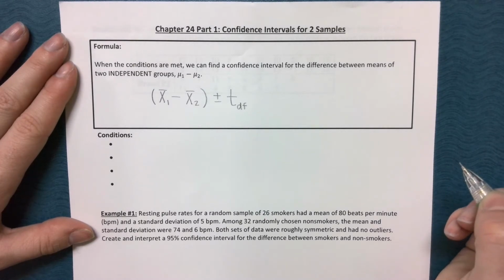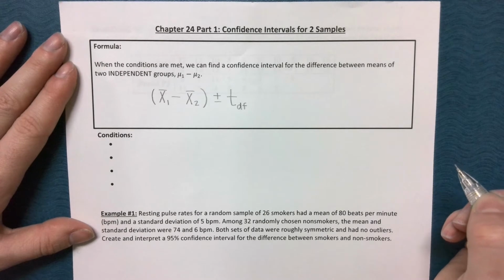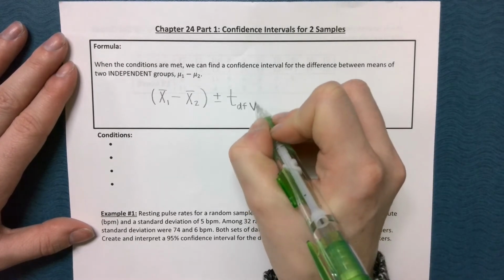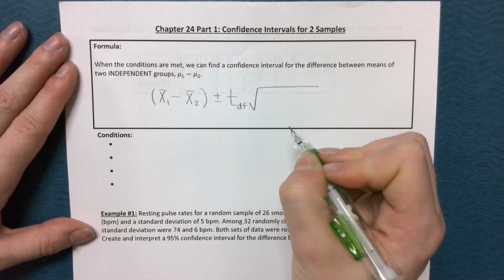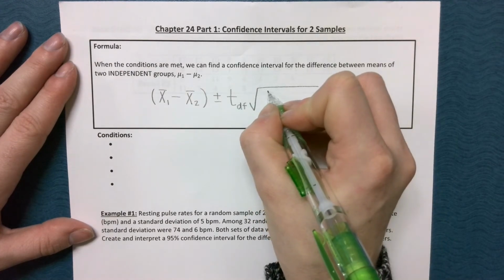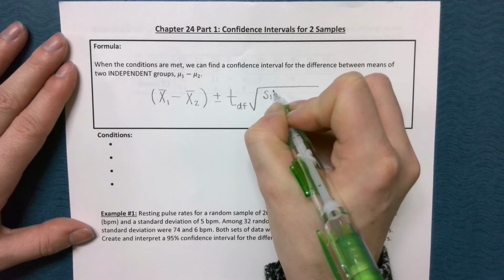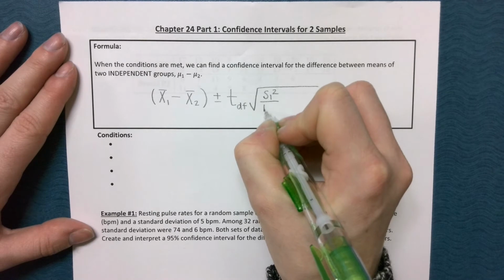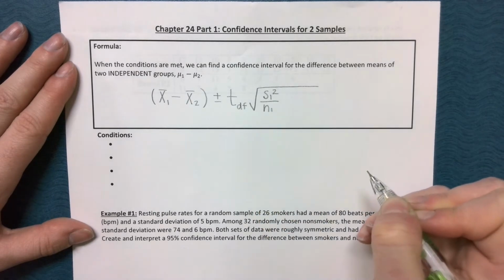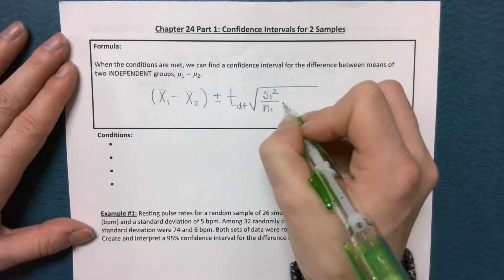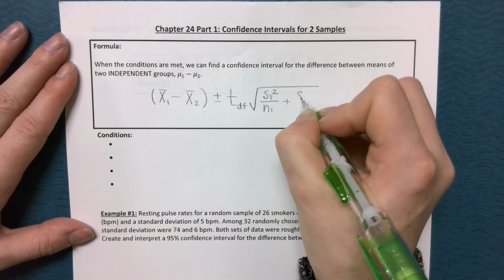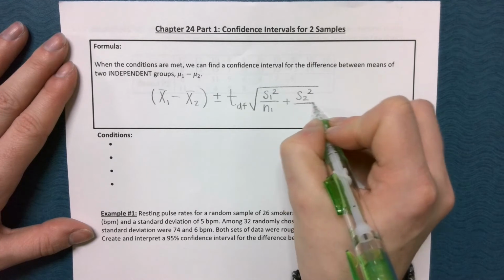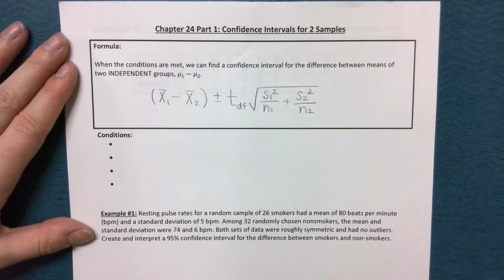Now the standard deviation does look significantly different now that we're looking at two groups. The standard deviation for this is a big square root. We're going to take our standard deviation from our first sample, so S1, we're going to square it and divide by the first sample size. We'll do the same thing for the second group. So the standard deviation of our second group squared divided by our second sample size.